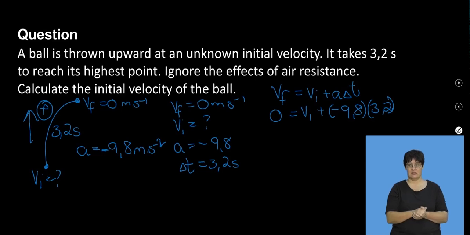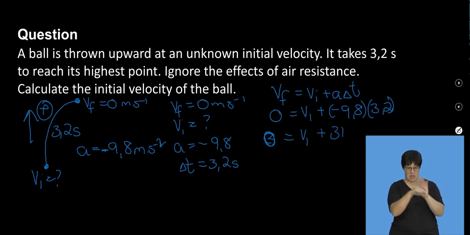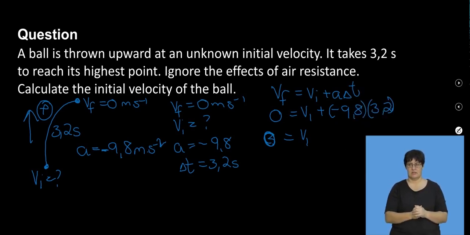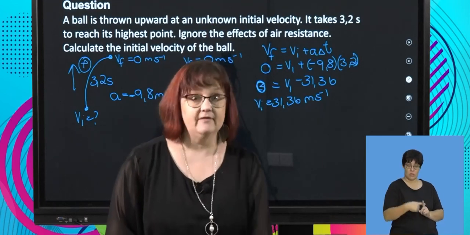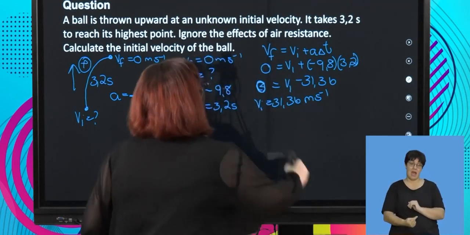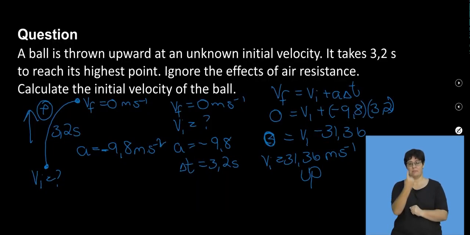Let's go back. That's 31, and that's a minus. It's always important to write it down properly. We want VI on its own, so when we swap it all around, but it's a vector. We got a positive answer, which was expected because I took down as negative, I took up as positive, it was thrown up, so this is up. Not so bad. Let's see what the next question has for us.